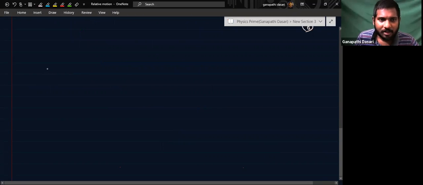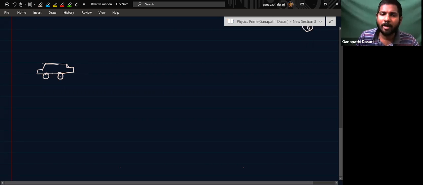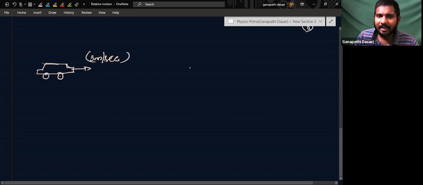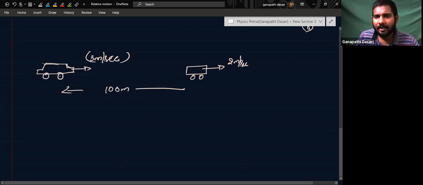So I'll see here. Suppose there is a car. As of now, we are treating that entire car to be one particle, okay? In future physics, you will treat this car to be a complex particle. A car is moving with 3 meters per second in this direction, and another car is moving in this direction with 2 meters per second, okay? And both of them had a distance of 100 meters, okay?